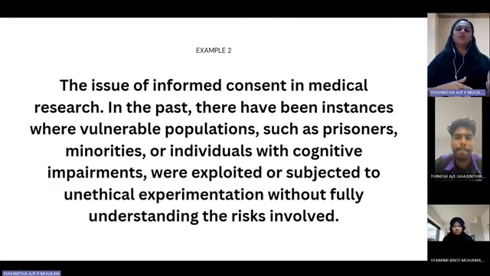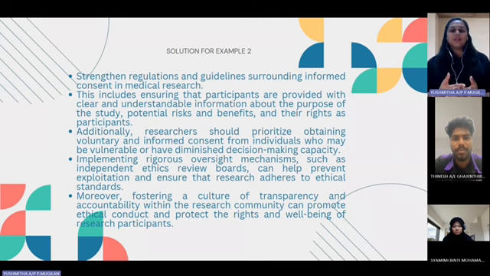In order to solve it, we have to strengthen the regulations and guidelines surrounding informed consent in medical research itself. This includes ensuring that participants are provided with clear and understandable information about the purpose of the study, potential risks and benefits, and their rights as participants as well. Additionally, researchers should prioritize obtaining voluntary and informed consent from individuals who may be vulnerable or have diminished decision-making capacity.